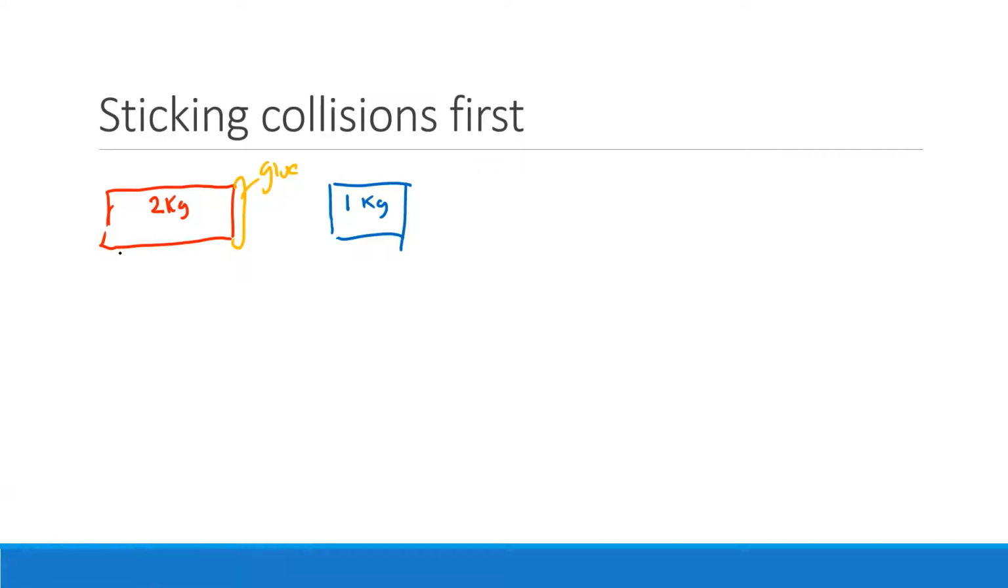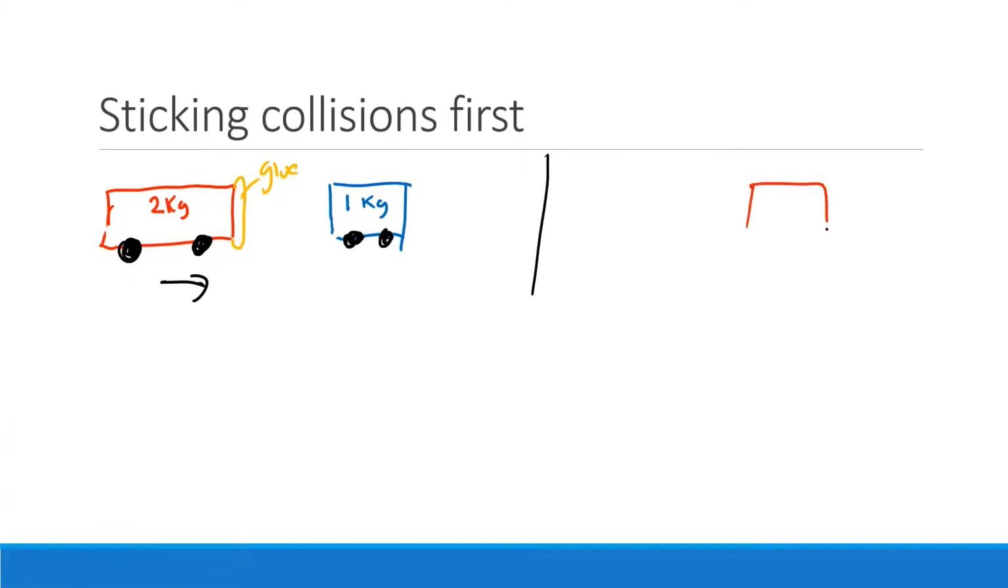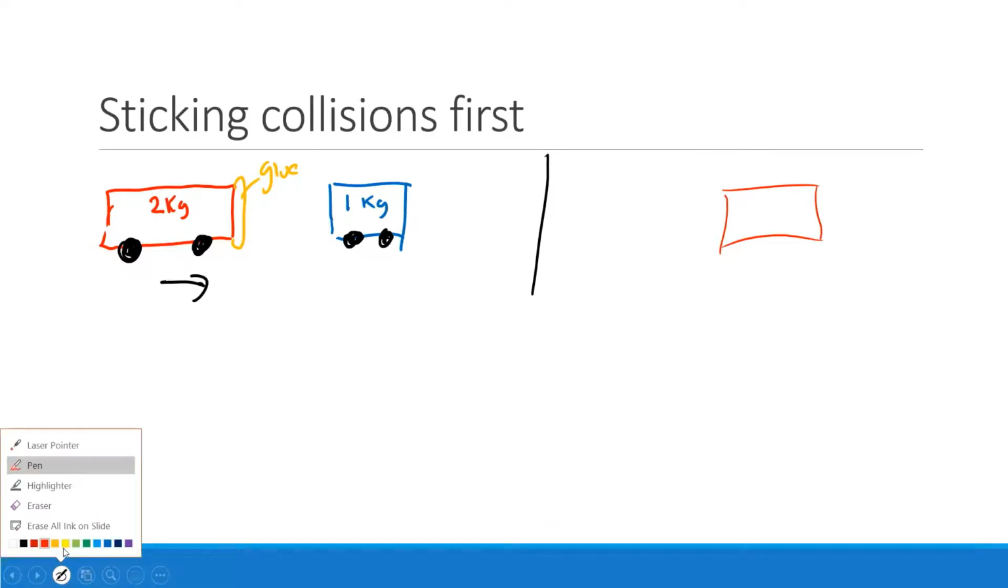And what's going to happen is this cart here is going to move to the right. It's going to crash into that stationary, not moving glue cart, and then they're going to get stuck together. And when they get stuck together, they're going to start moving. The reason it's stuck together is because of this glue. They're going to start moving at a new speed.